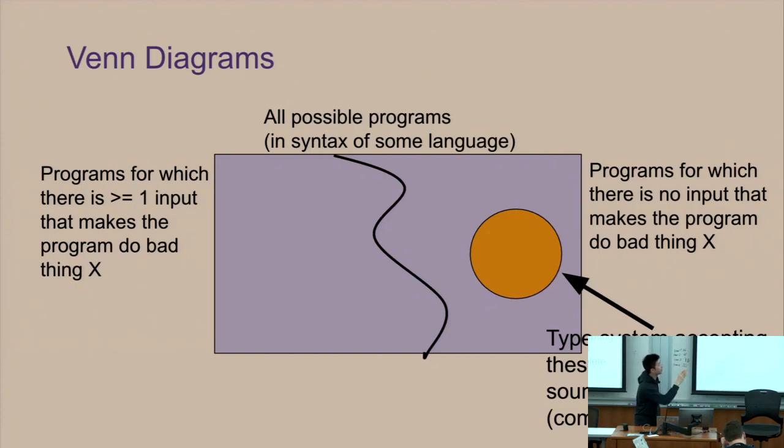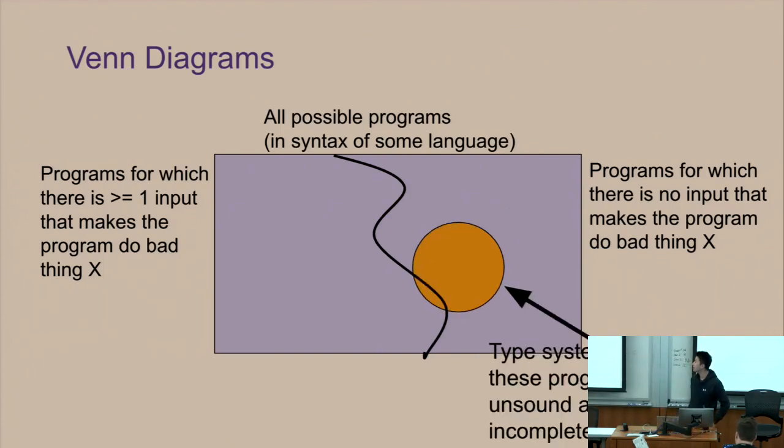It is sound because all the programs outside of this circle will be rejected, which includes all the programs that are bad. That is why it is called sound. It is incomplete because it rejects some programs that are good: all the programs outside of this yellow circle but inside the right side of this Venn diagram are good programs that are rejected.